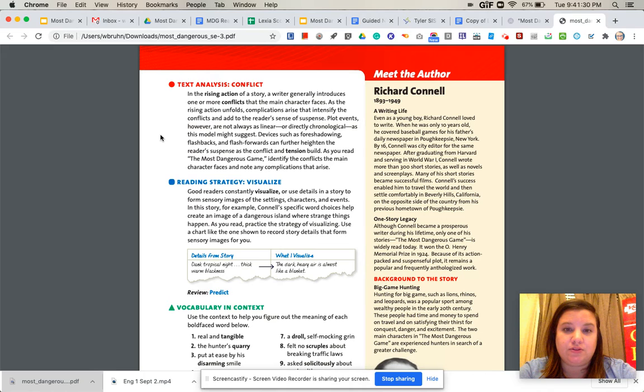So plot events are not always linear, which means that it's not always directly one thing after the other. Sometimes you might have some foreshadowing, some flashbacks, some flash forwards that also help to heighten the suspense and the tension as the conflict builds. So you're going to be thinking about the conflicts that the main character faces and the complications that arise as we are reading through this story.